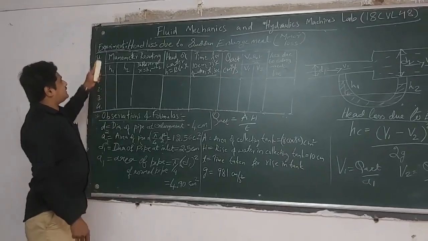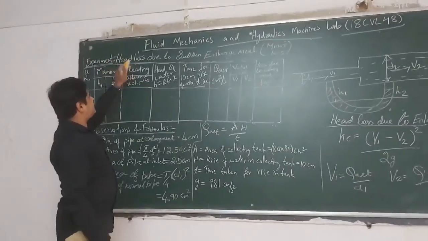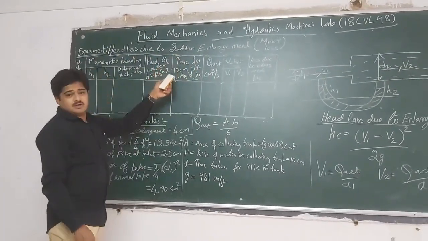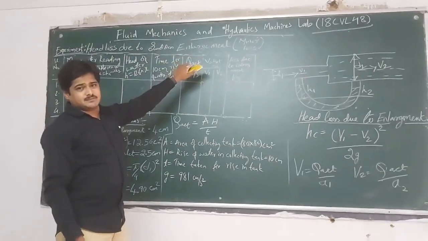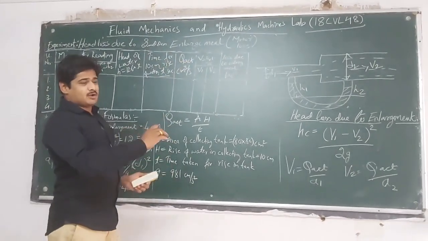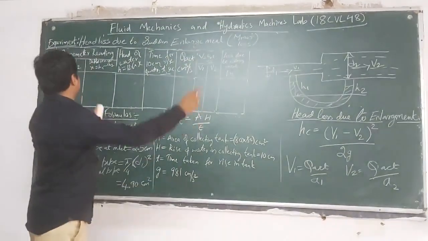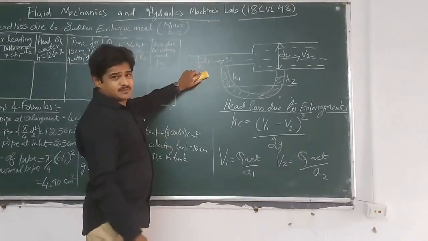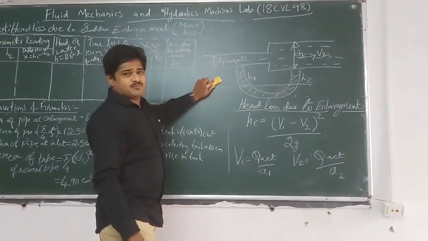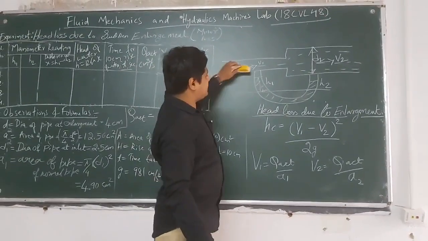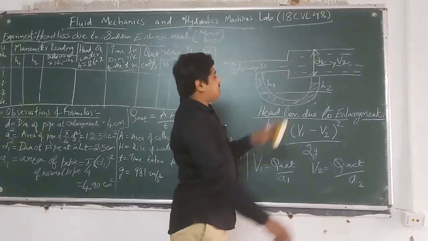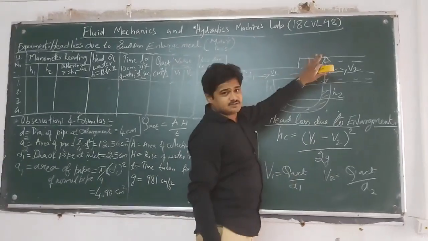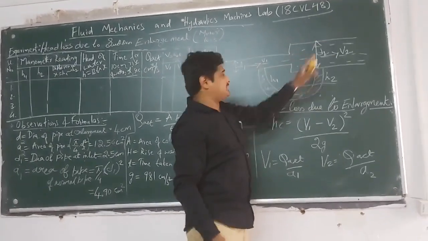Okay, so we'll continue with the next experiment, that is head loss due to sudden enlargement. Before, we have done contraction, now it is about enlargement, meaning enlarging from a small pipe into the big pipe. So this is the diagram for enlargement, which is also a type of minor loss. Here the water flows from a small pipe to a big pipe, and this portion is called enlargement.